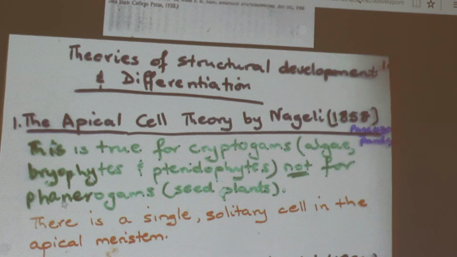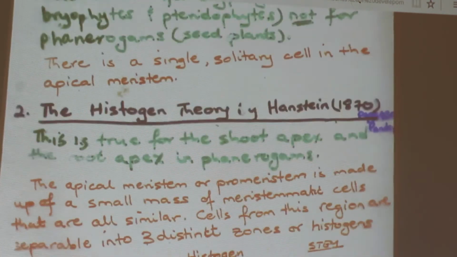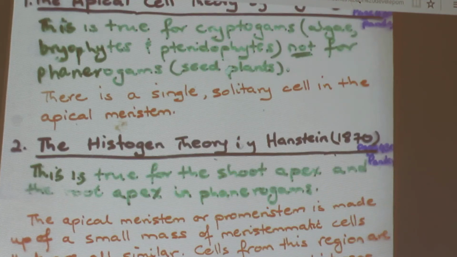This theory said there is a single solitary cell in the apical meristem. This was found to be true in cryptogams, which we have already covered, the algae, the bryophytes, and the pteridophytes. But it is not true for phanerogams or seed plants. That means angiosperms and gymnosperms. So there was a need to come up with another theory that will explain what happens in seed plants. A number of theories came up.